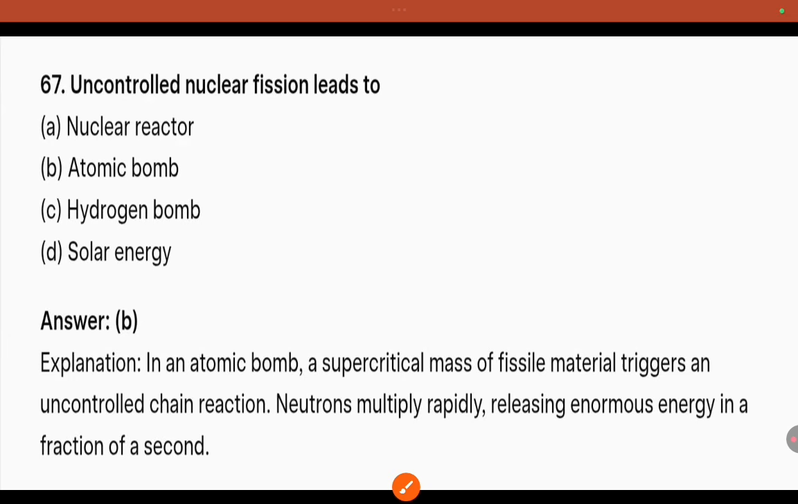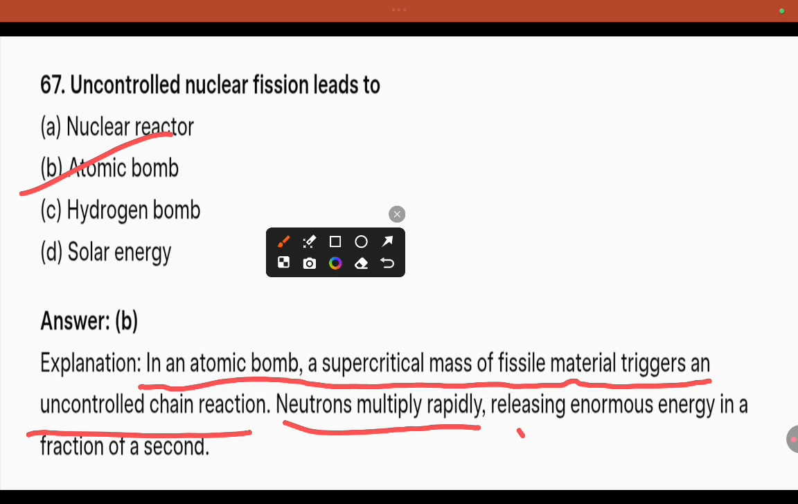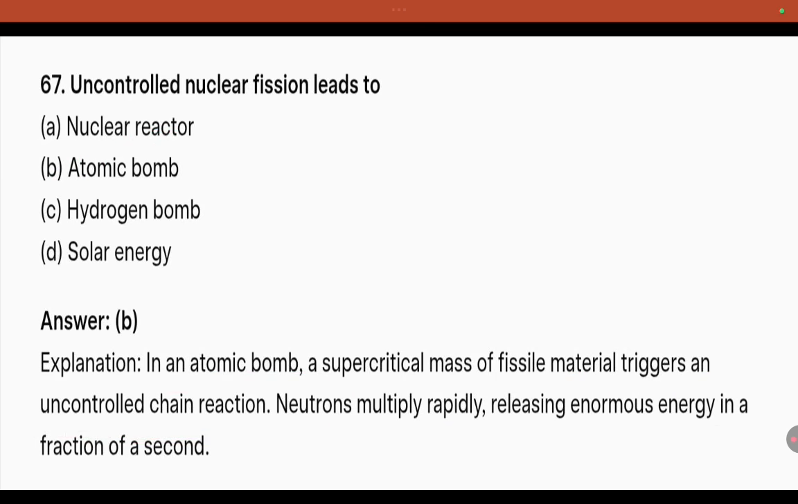Uncontrolled nuclear fission leads to, that is, an atomic bomb. In an atomic bomb, a supercritical mass of fissionable material triggers an uncontrolled chain reaction. Neutrons multiply rapidly, releasing enormous energy in a fraction of a second.